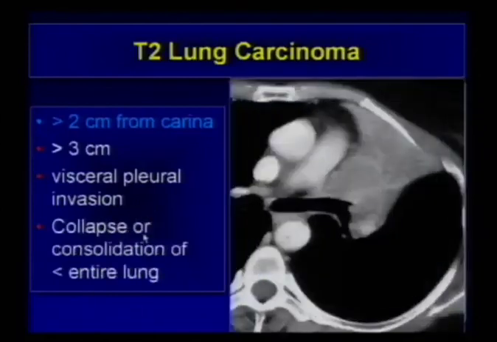If you have a lesion that causes collapse or consolidation of less than the entire lung, that's T2. So the classic case of left upper lobe collapse that you see from an endobronchial neoplasm, if nothing else is going on, that's a T2 lesion. And this is just such a case here.